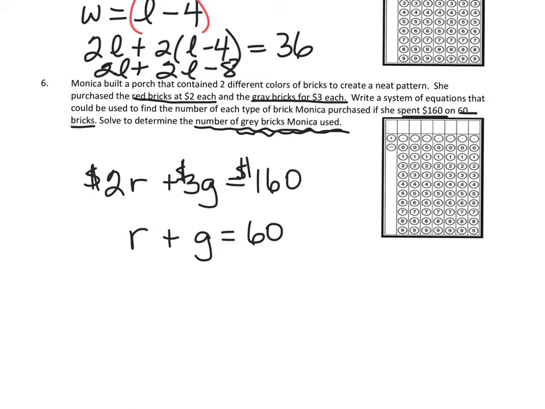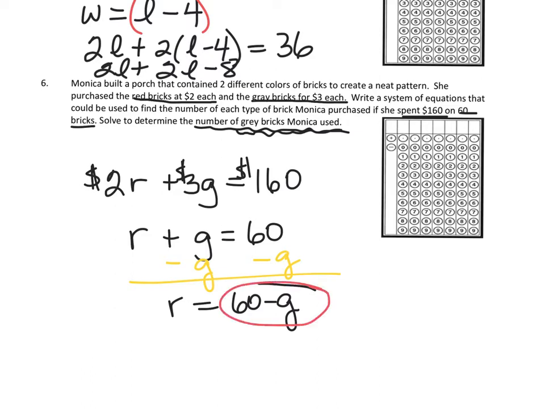And we'll have an equation where we're solving for gray. All right, so I'm going to subtract gray from both sides. And so R is equal to 60 minus the gray bricks. And so I'm going to take this equation right here, this R value, and plug it into this equation here.